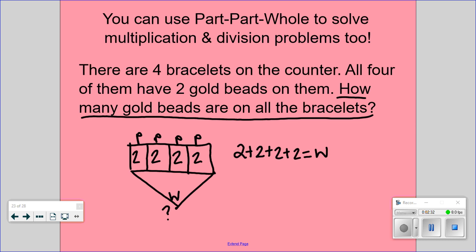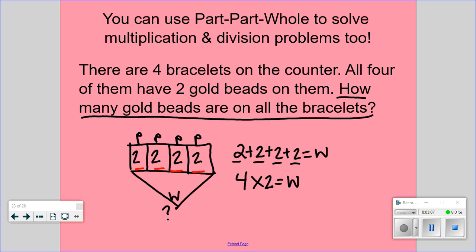So to make this a multiplication equation, I'm going to count the number of groups that I have, 1, 2, 3, 4, or if I'm counting the number of groups in my boxes, 1, 2, 3, 4. So I have 4 groups of 2 equals whole. So when I'm doing part-whole with multiplication, instead of doing all my parts, I'm going to shorten it to how many groups of that part I have to give me the whole.